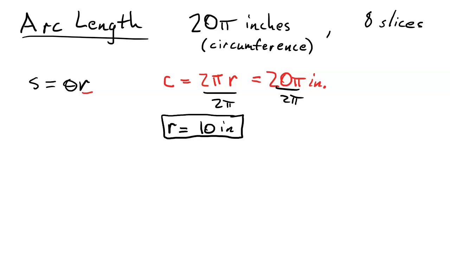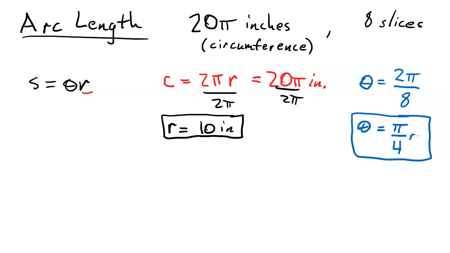The second variable is going to be your theta. And in this one, you were given that you have 8 slices in your pizza. The entire radian measure of going around the pizza, one full rotation, is 2 pi. If you have 8 slices, that means that this 2 pi is divided by 8, and each pizza slice covers a total of pi over 4 radians. And that's how you find your second variable.